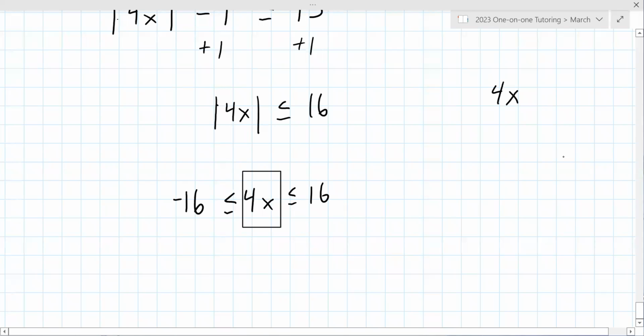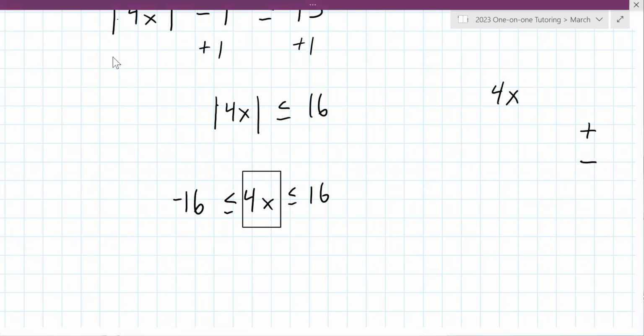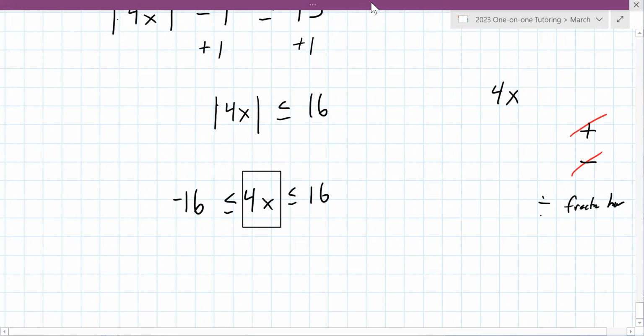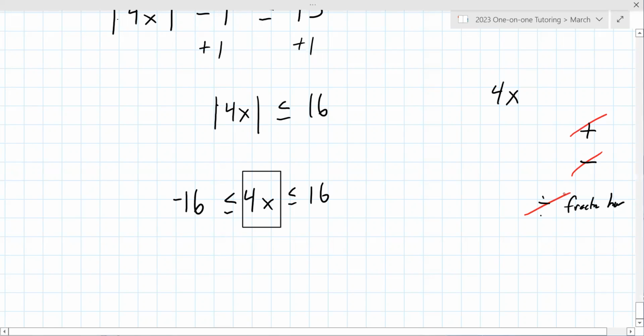So here, let's put it another way. Do you see this symbol there? Do you see a plus between the 4 and the x? No. Do you see a minus between the 4 and the x? No. So those are out. Do you see a fraction bar? No. So division is out. So what must it be? Multiplication. Yeah. So when they're squeezed together, that's multiplication. So how do you undo multiplication? Division.